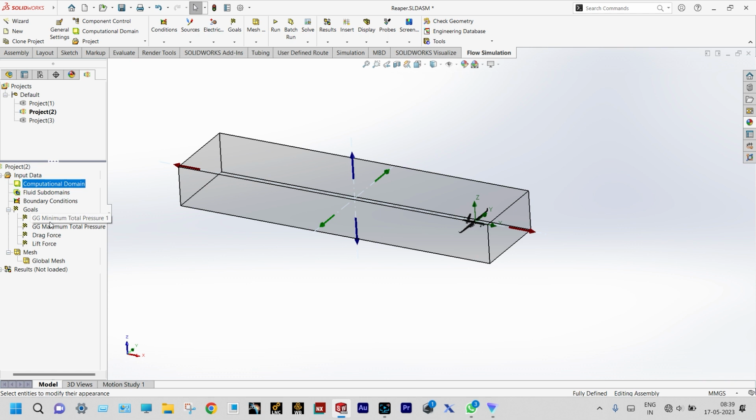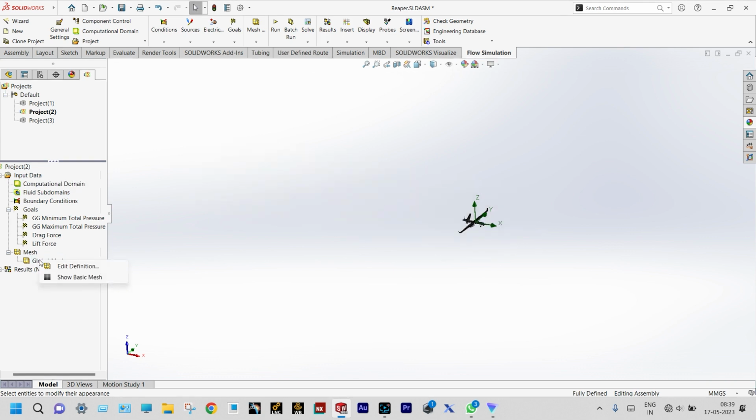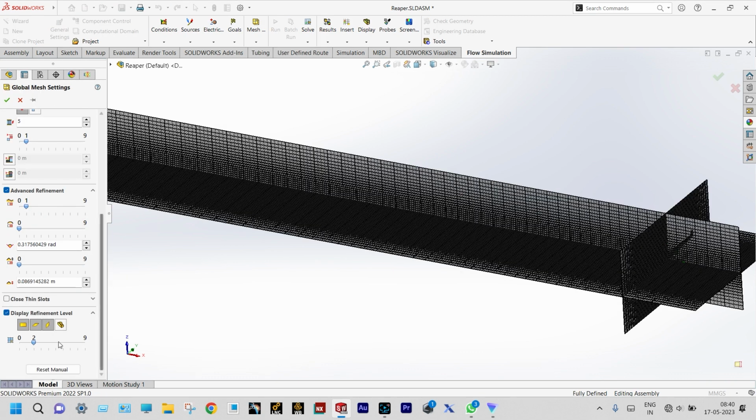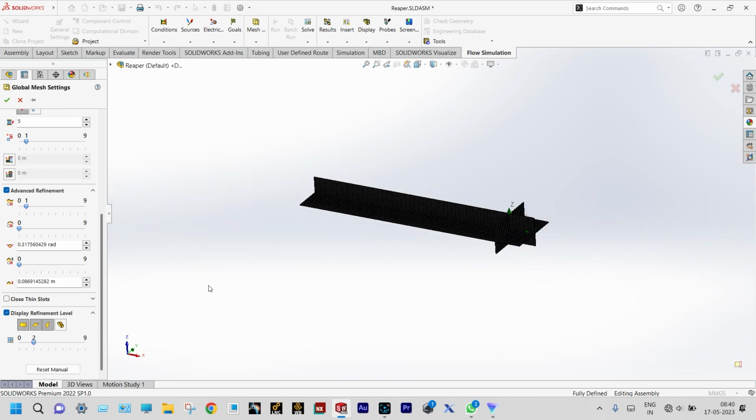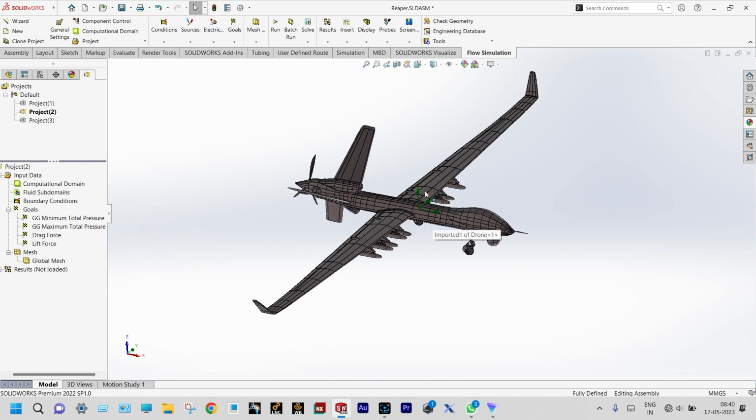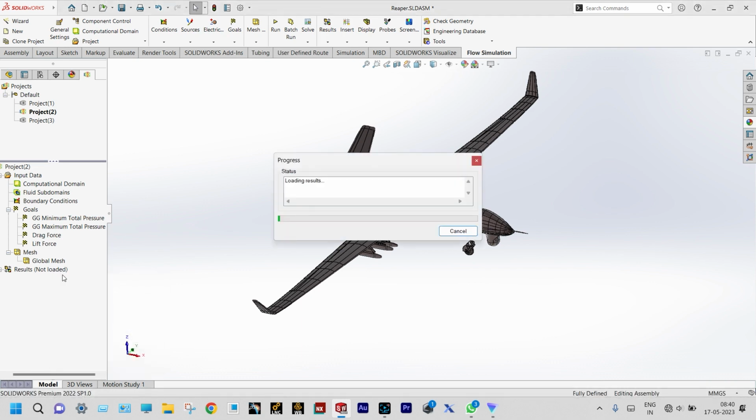First one is actually minimum total pressure. Next one is maximum total pressure, and third one is drag force, that is a force in x direction, and finally lift force, that is a force in z direction. So 4 different goals we have selected. And for meshing, let us see what we have done for meshing. From the display refinement level, you can see we have refined up to level 2. Okay, as you have run this one, so we can see the results from here. Results are not loaded, we can load it. Let us load the results.